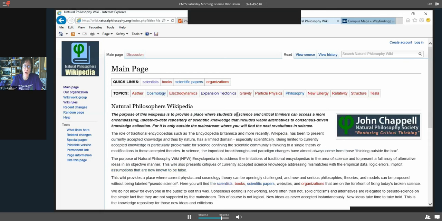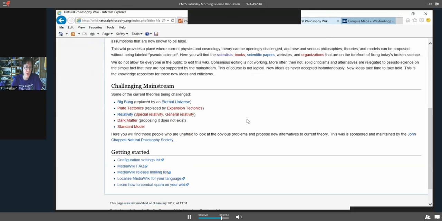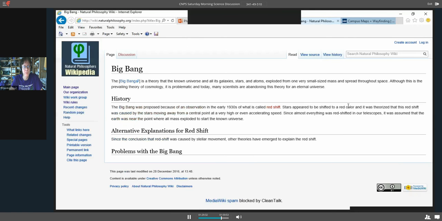We're going to be having a session on this itself, just for this, because as an organization, we have to start building a Wikipedia of knowledge the way we see it. So let's go down a little bit on that page. Challenging mainstream. Could you click on the Big Bang, please?